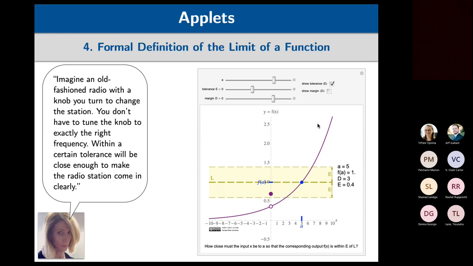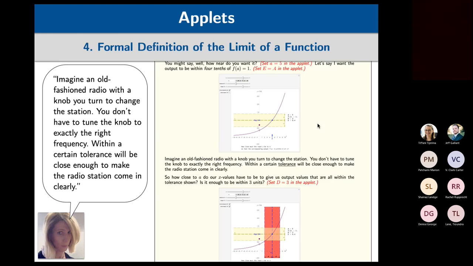Now, the applets I've presented so far are not unique. You can find a million versions of an applet showing the definition of the limit, but there's a certain visual consistency in having all the applets authored by the same person that I think provides a real value.